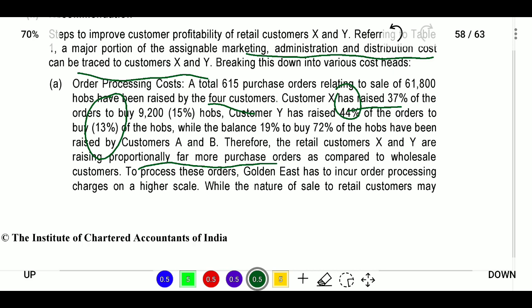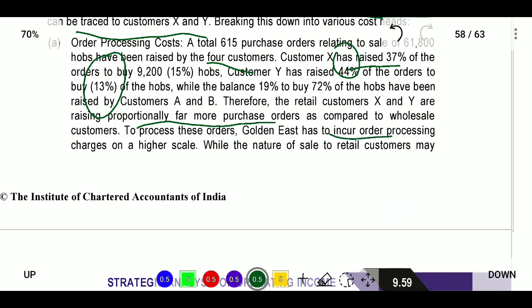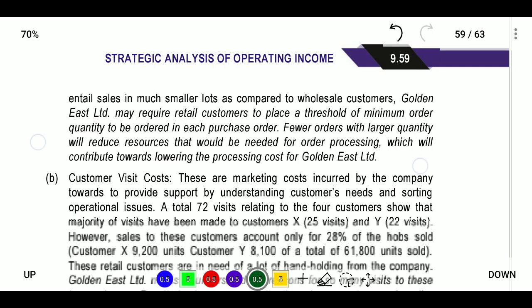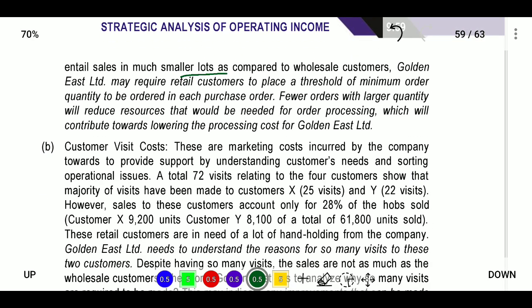To process the orders, Golden has incurred order processing cost because of high scale, while the nature of retail sales entails much smaller lots. So they purchase small lots only. That is the reason they are ordering more orders, and that is the reason we are incurring order cost. So what we can say is that a minimum lot quantity will be maintained, and a lower processing cost will be charged. If you purchase less than this, then we will charge the cost, so they will purchase more than that only.